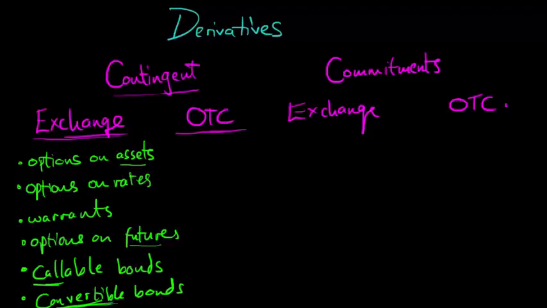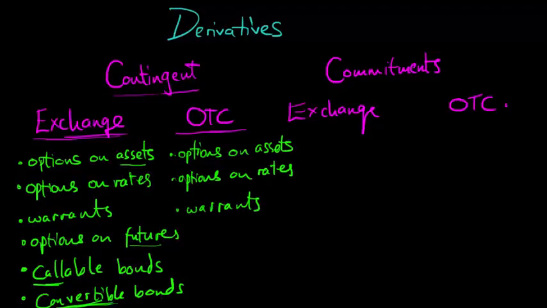Okay, so over the counter, many of them are the same, just that they're private transactions and not traded on a secondary market. So options on assets, options on rates, warrants. Options on futures there aren't, because those are highly liquid, traded on exchanges, and there's no need for them over the counter, since a highly liquid market already exists for them on the exchange.